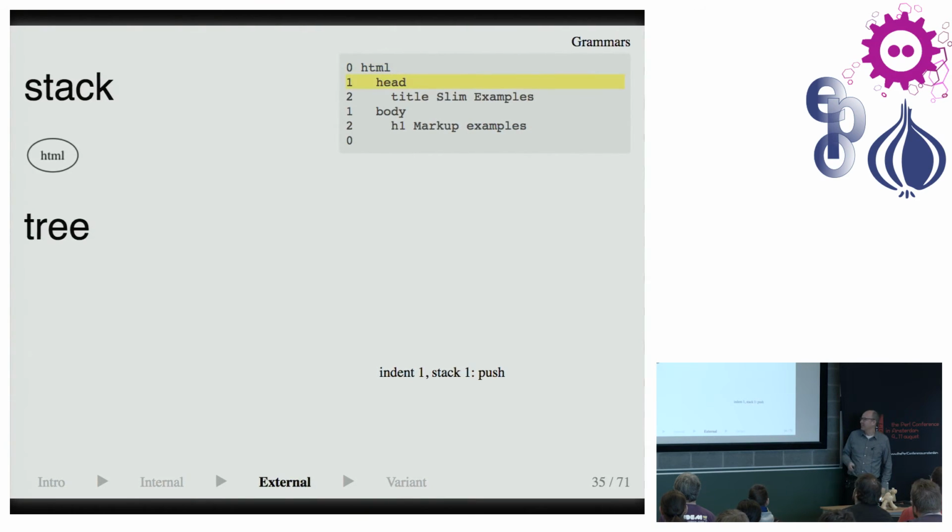Then we move on to the next line, where we have indentation level 1 and stack 1. A reminder of the algorithm: you want the level of indentation to be the same as the stack. So if it's the same, the stack is 1, indentation is 1, you're good. When indentation gets too small, that's when you're going to change things. Okay, so indent 1, stack 1, we push head onto the stack, and we move to the next line.